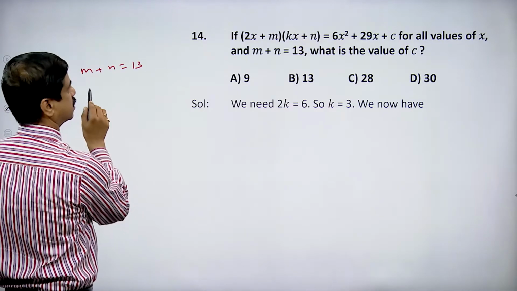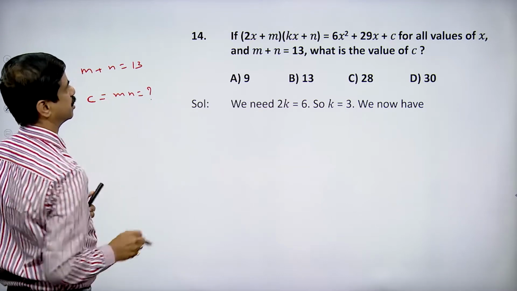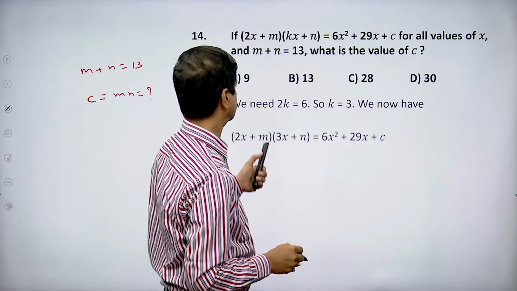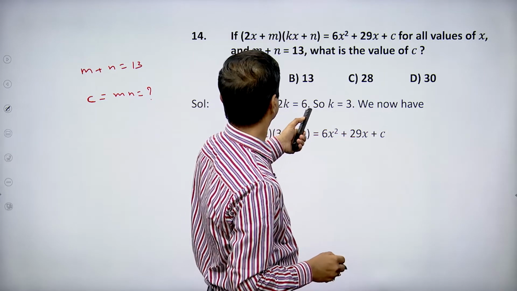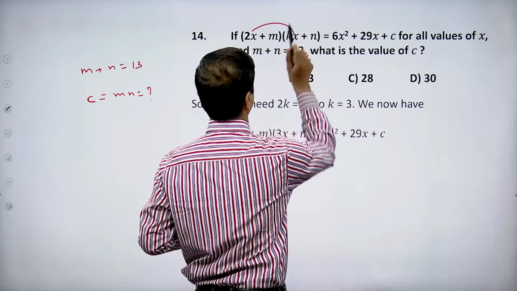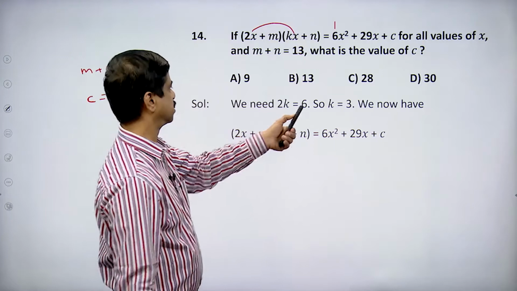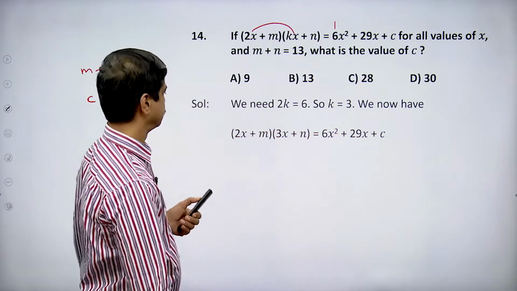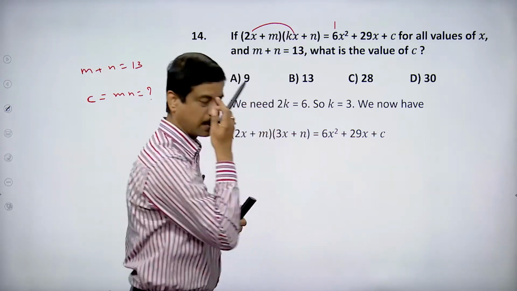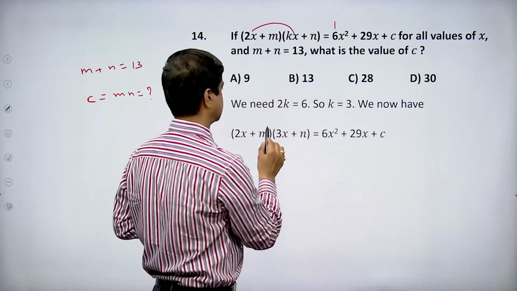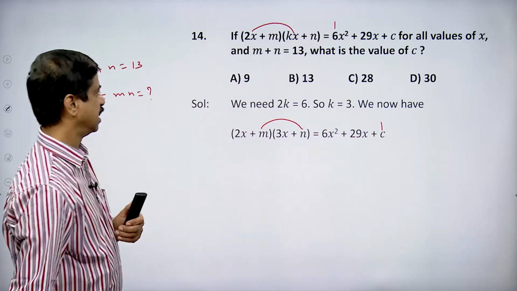So c is equal to mn, that is equal to how much? So now look at this. 2k, if it is 6, because x square coefficient is 6. So 2k equal to 6. So k will be equal to 3. So now the final equation of this will be like this. Okay. So now you check the c value, mn. C value is mn.